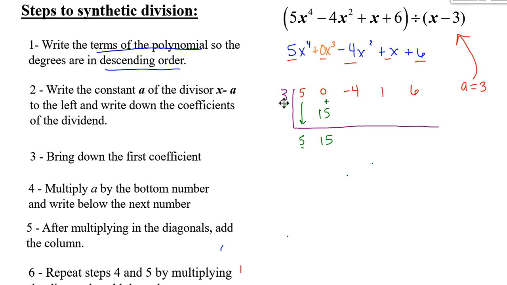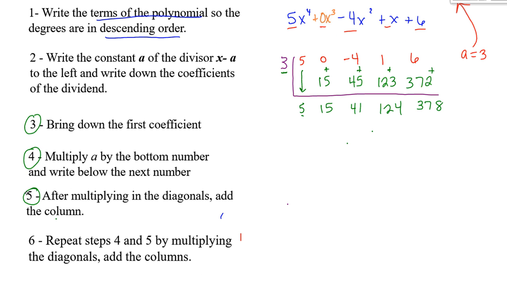And then the same process. Multiply diagonal. 3 times 15, that's 45. And then you add down, which gives us 41. Same process. 3 times 41 is 123. Add down. Then you multiply again diagonal. 3 times 124, that is 372. Yes. And then you add down. Okay, that's the process. That was these steps right here.